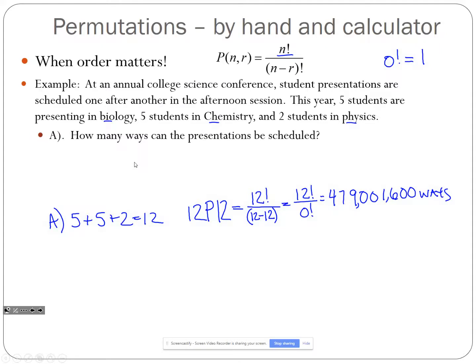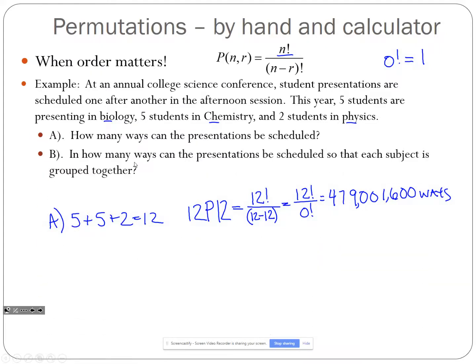Now, we did that one. Part B, how many ways can the presentations be scheduled so that each subject is grouped together? Now, this one's a little different because we have 3 different subjects. We have biology, we have chemistry, and we have physics.